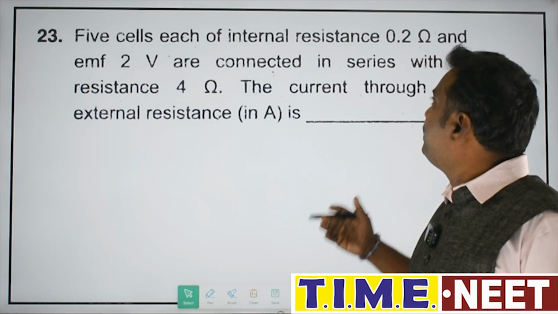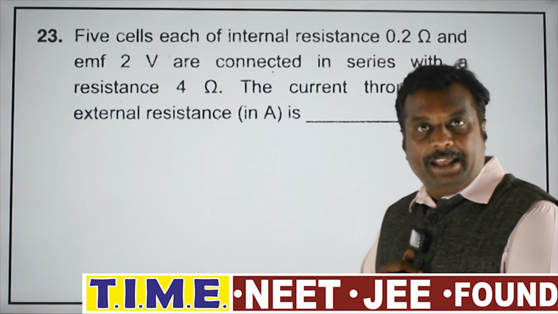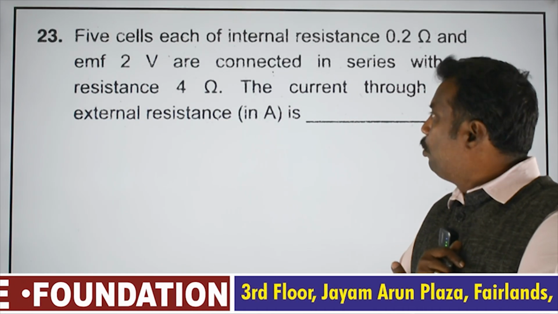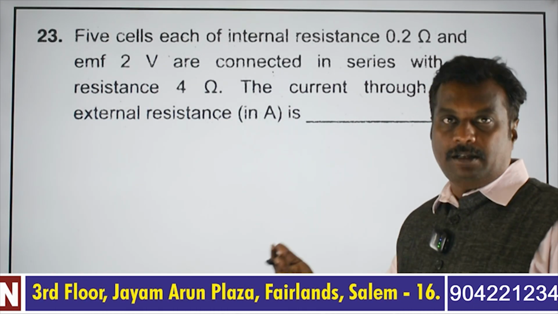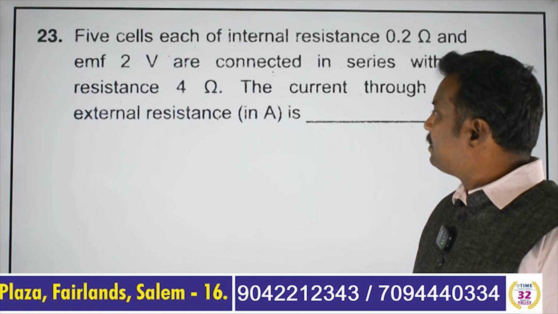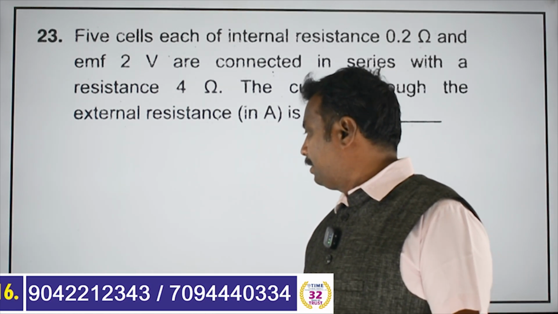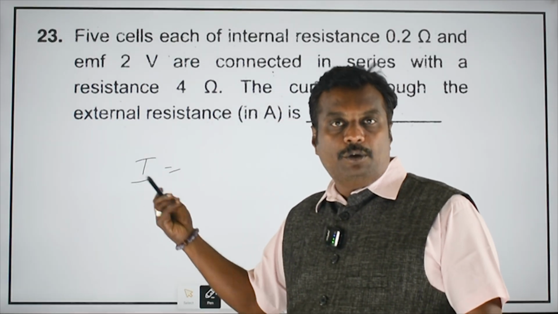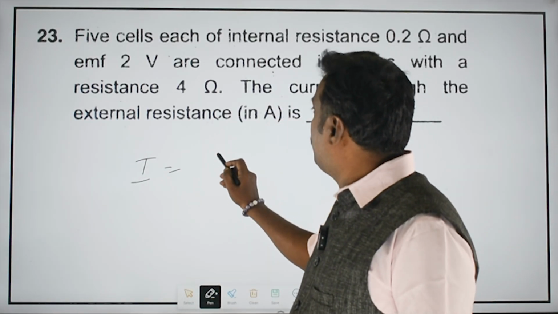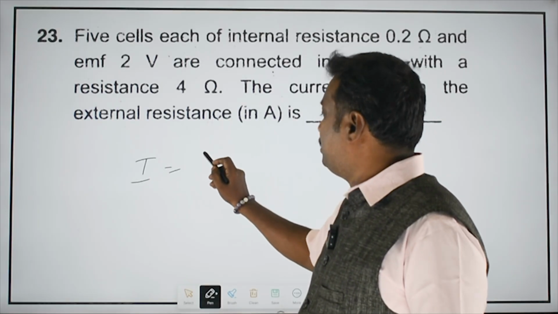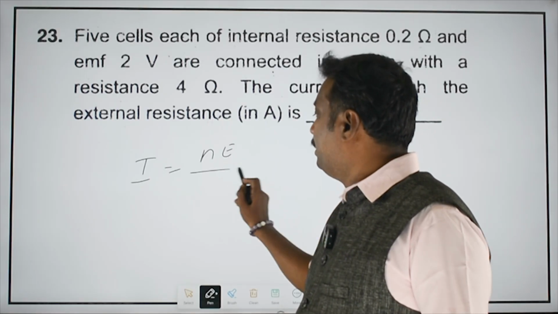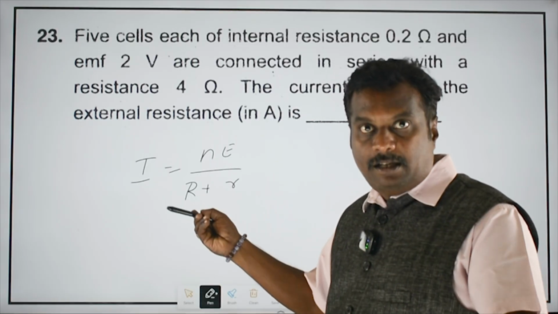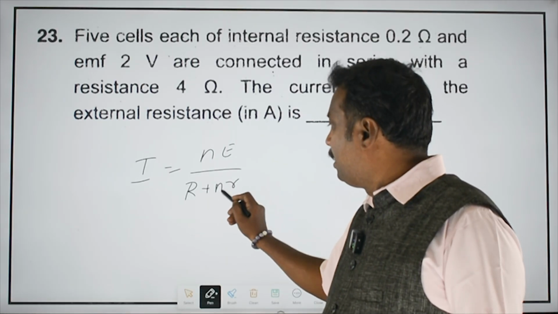5 cells each of internal resistance 0.2 ohm and EMF 2 volt are connected in series with a resistance of about 4 ohm. So the 4 ohm is an external resistor, right? The current through the external resistor in ampere will be what? So V is equal to IR, so I is equal to V by R. V is your E. We don't know how many cells, so NE by resistor: one is your external resistor, the other is your internal resistor r, so I'll write it as n r.